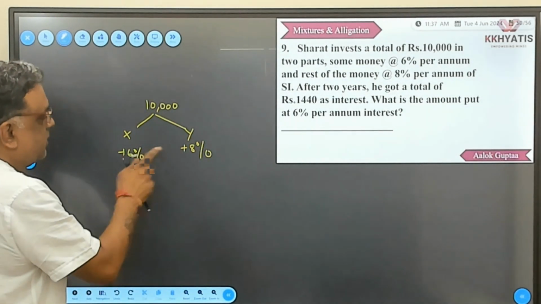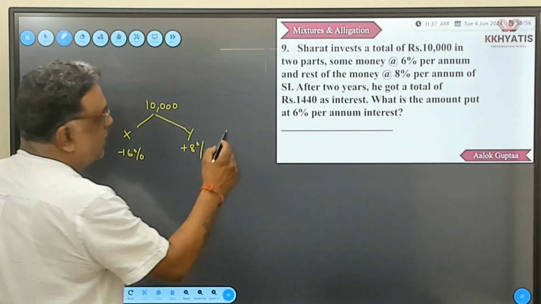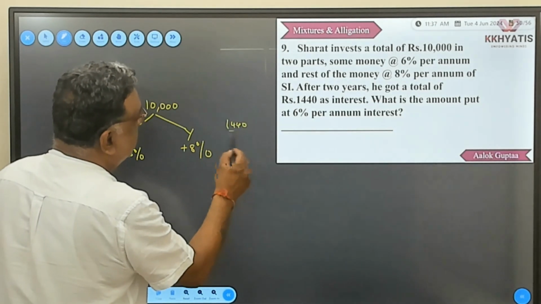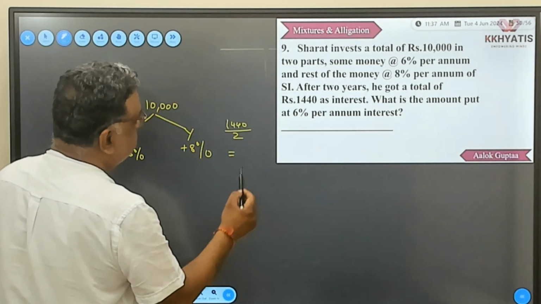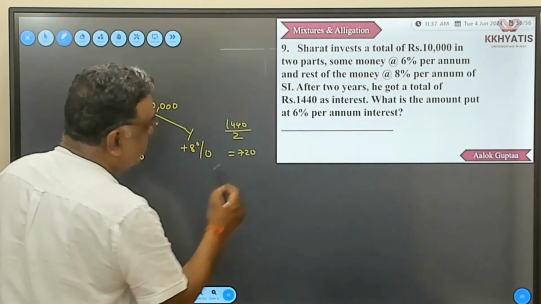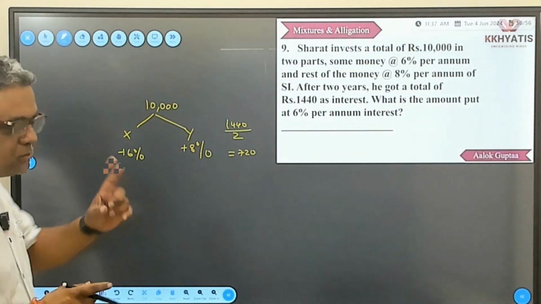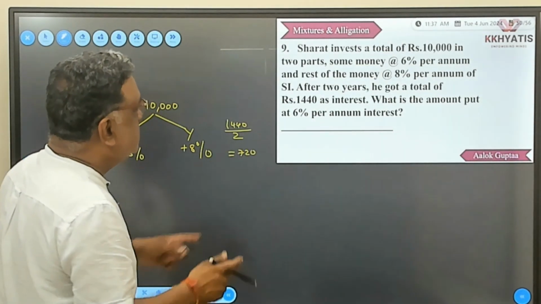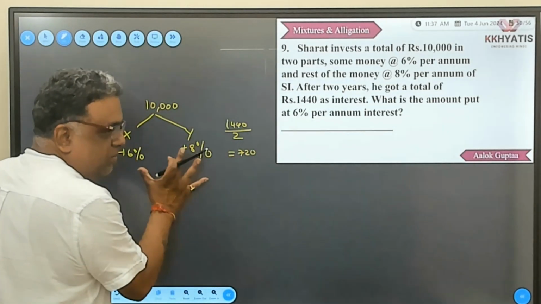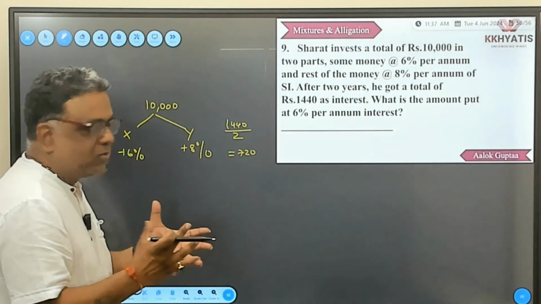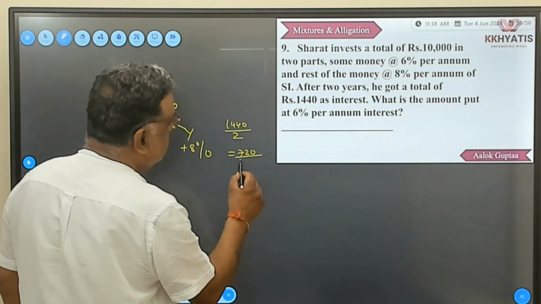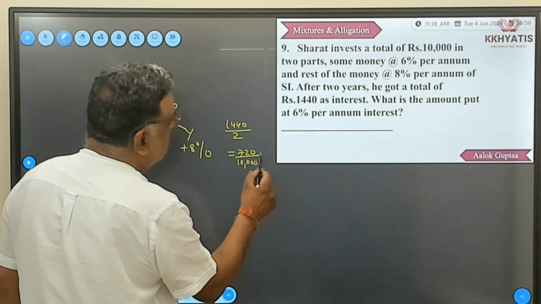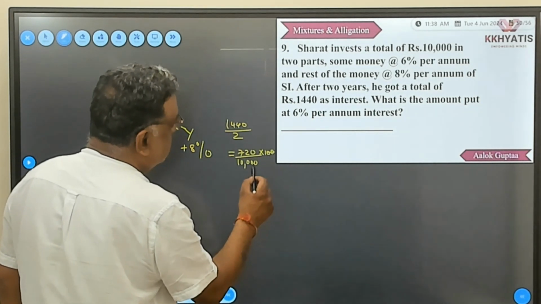But here this rate is per annum. So I will divide 1440 by 2. So I will get 720. So 720 is 1 year's interest. This 1 year's interest is on the total amount, right? Because दोनों का मिला के मिला उसको. So 720 he must have got on the total investment of 10,000. So I can find out the percentage here.